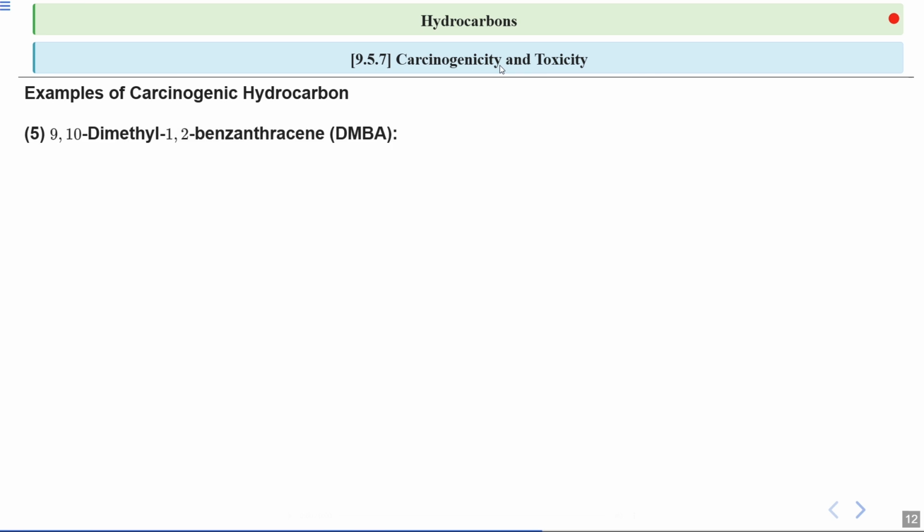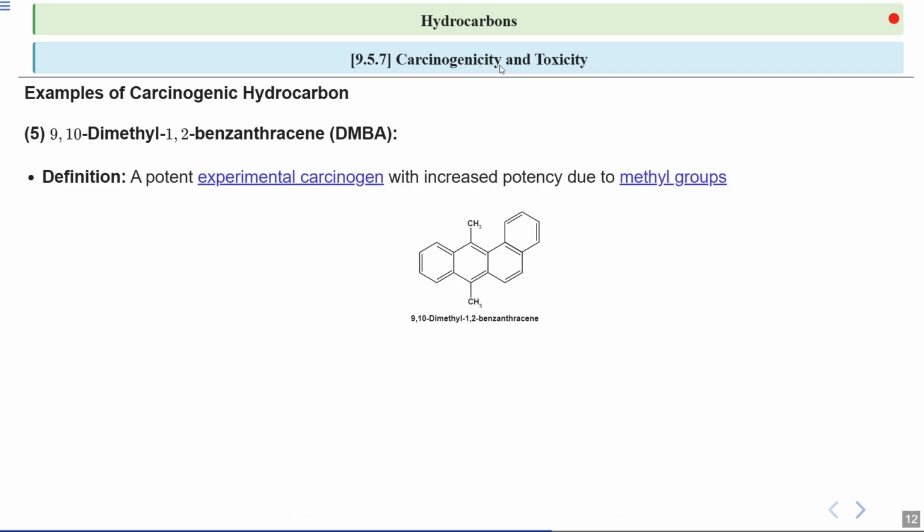Now, moving on further. After that, we will look at 9,10-dimethyl-1,2-benzoanthracene, often called DMBA. This is a specific type of hydrocarbon that scientists use in experiments because of its strong cancer-causing ability. Notice the numbers in its name. They tell us where the methyl groups are attached to the molecule. So I would appreciate it if you draw the structure by yourself. This is a potent experimental carcinogen with increased potency due to the methyl groups.